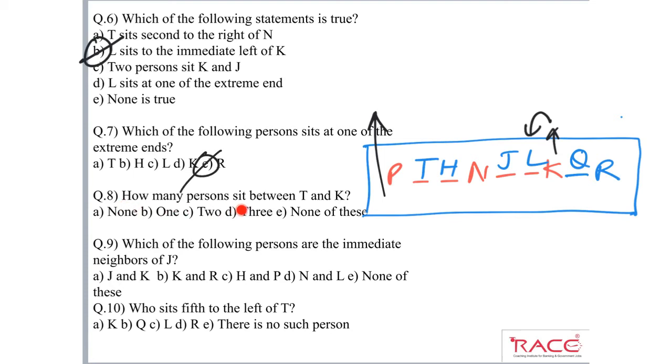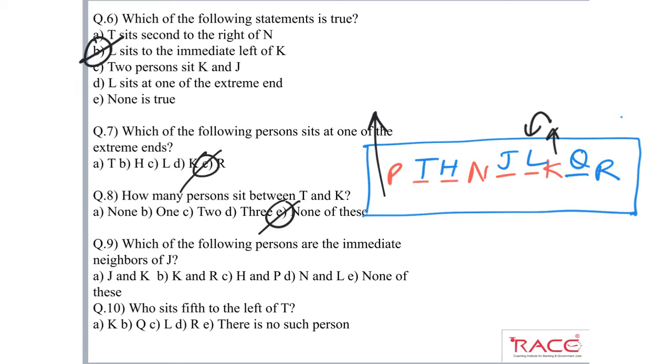Next, how many persons sit between T and K? So here we have T and here we have K. So 1, 2, 3, 4. How many persons are given? 4. So answer will be none of these because they have no option like 4.